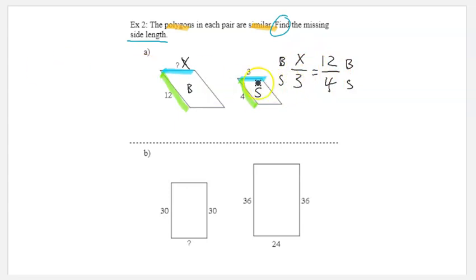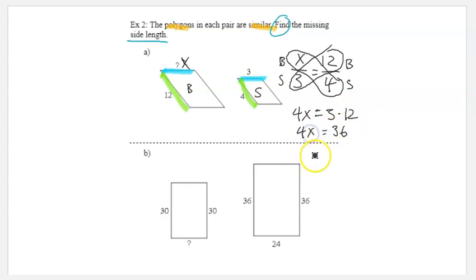Another way to think of solving this is to cross multiply. So I take my numerator and denominator of each and multiply them together. So I get 4x, 4 times x, and then 3 times 12. 3 times 12 is 36. So I have 4x equals 36. And then to isolate my x value, I will need to divide by 4. So this comes out to 36 divided by 4, which is 9.